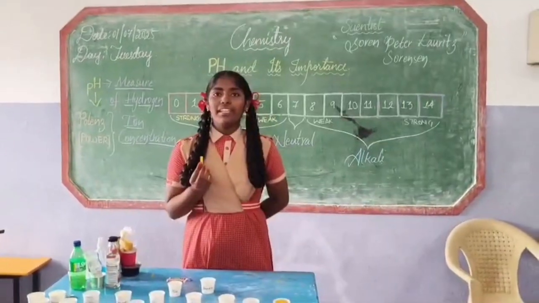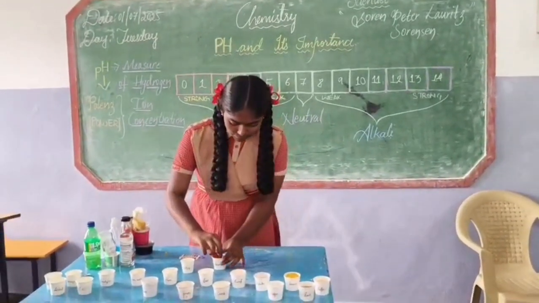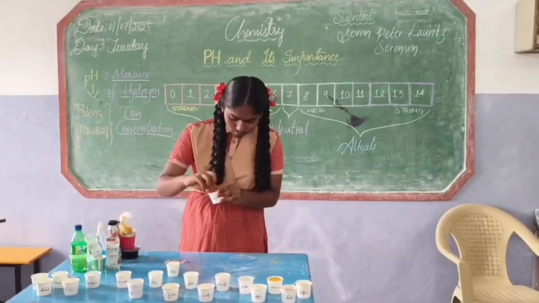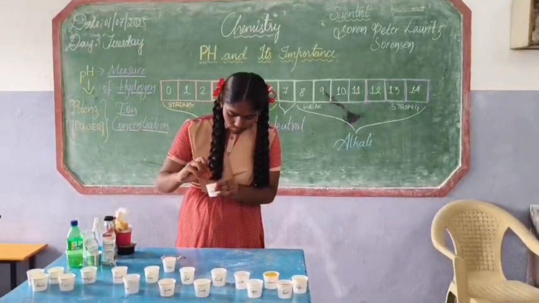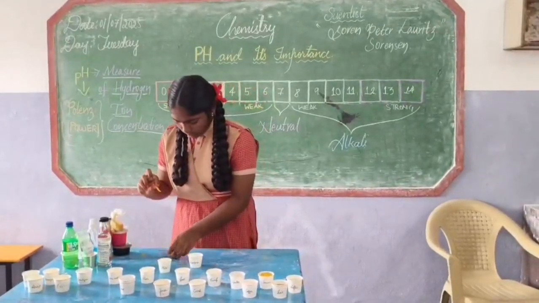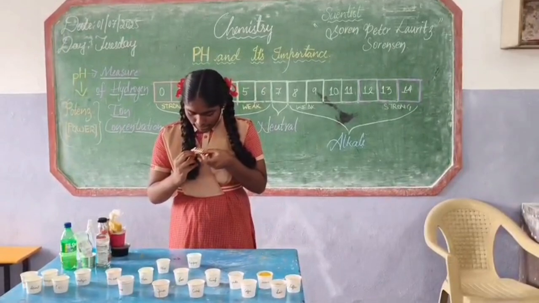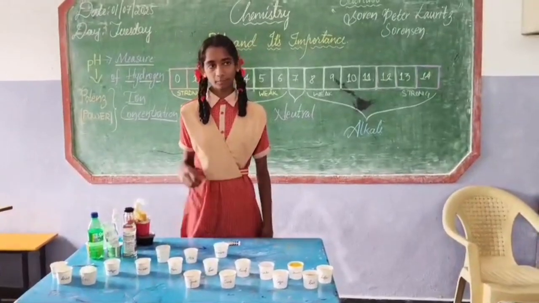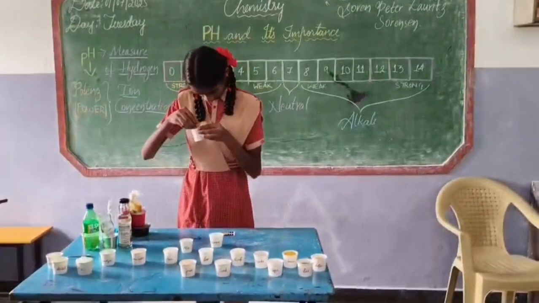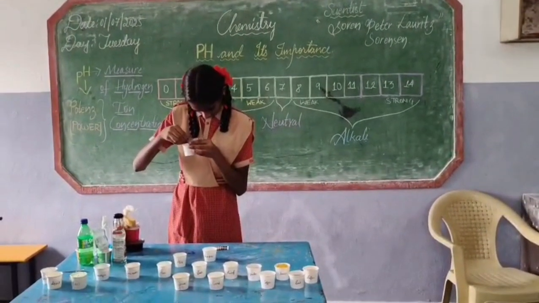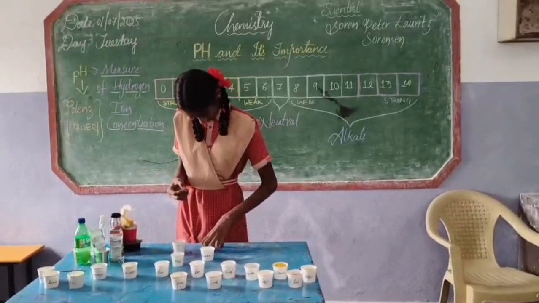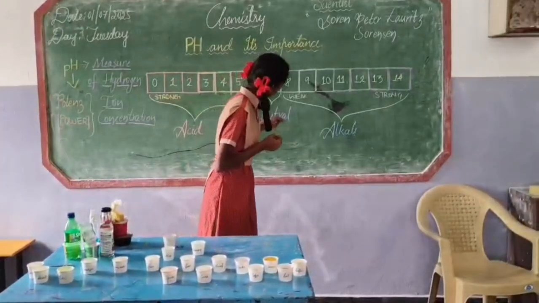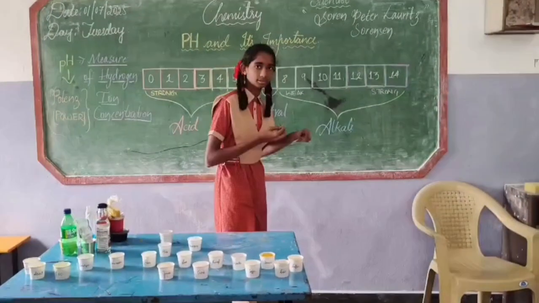Thank you. Now I am dipping this pH paper in shampoo water. It is 6. It is a weak acid. Thank you. I am going to dip this pH paper in soap water. So it is around 10. 10 is a base, a weak base.